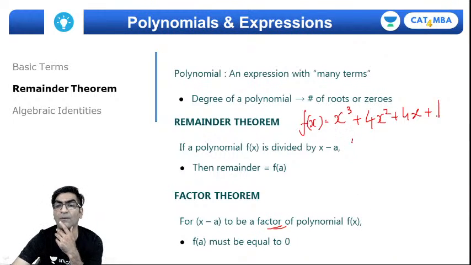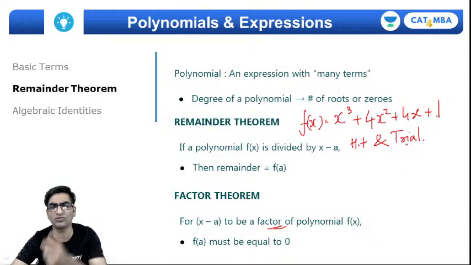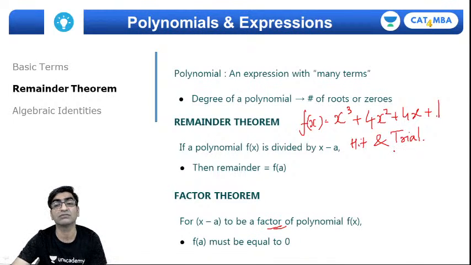So what will I do now? I will perform a process of hit and trial. I will try and substitute values of x in this expression and try to make it 0, right? Okay, let me try. Let's say I put x as 1. What is f of 1? 1 plus 4 plus 4 plus 1. Okay, this was a terrible idea. I'm getting 10.